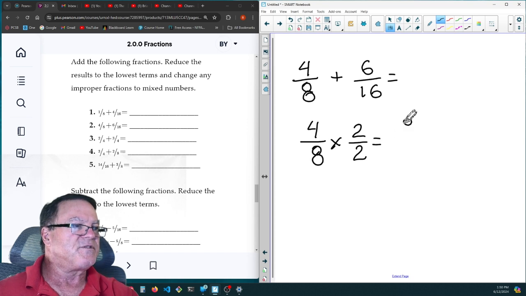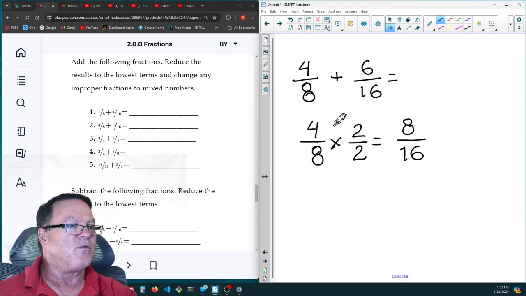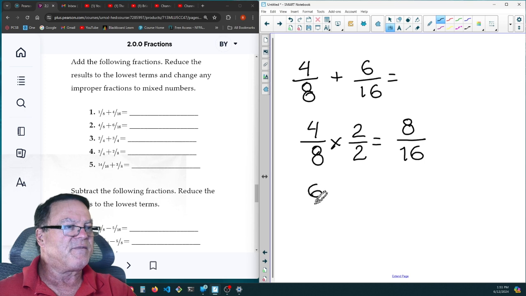And 4 times 2 equals 8. And 8 times 2 equals 16. So 8/16 is equivalent to 4/8. We haven't changed it, but now we have common denominators. We can write 6/16 plus 8/16.